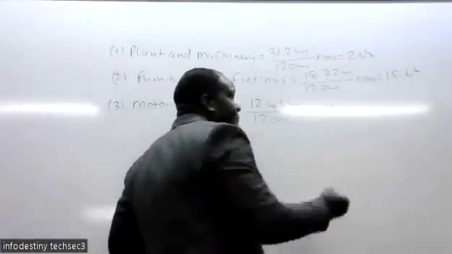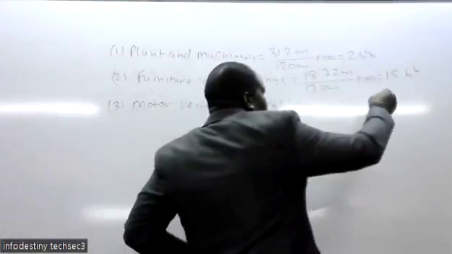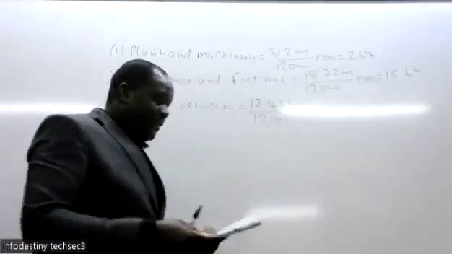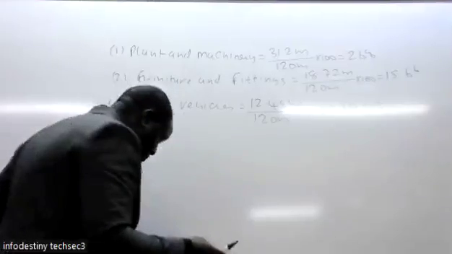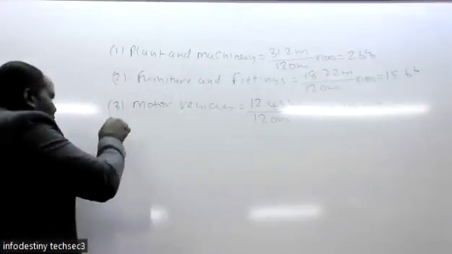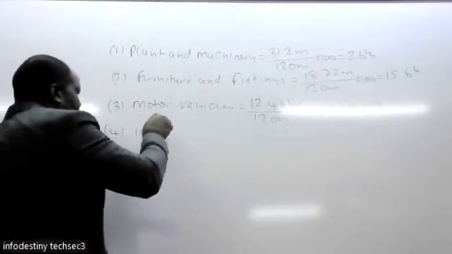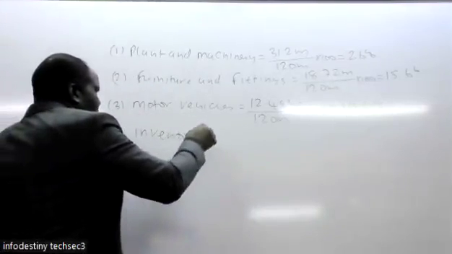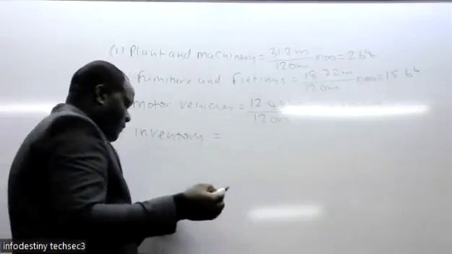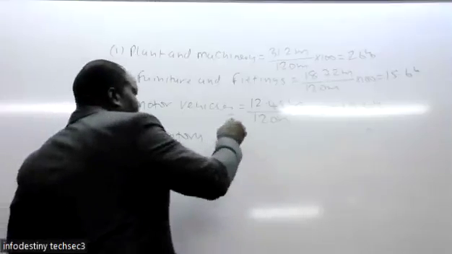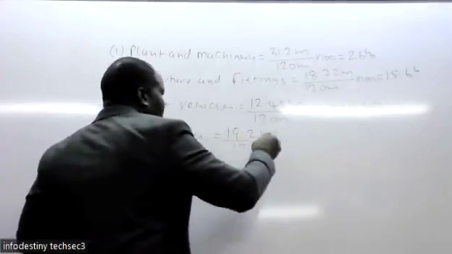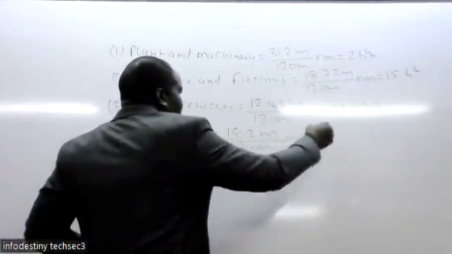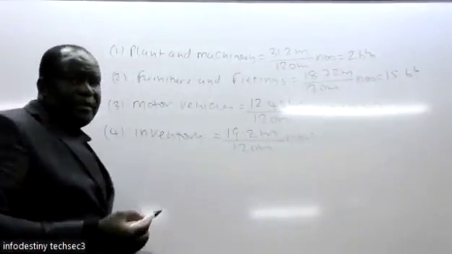10.4. The next one is inventory. For the inventory, it is 19.2 million, also divide by 120 million. Express it as a percentage.